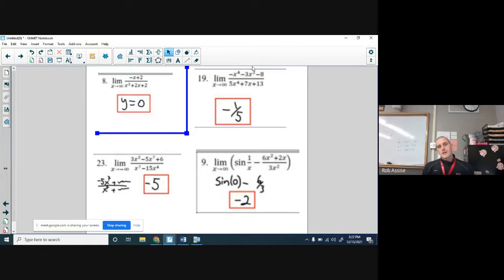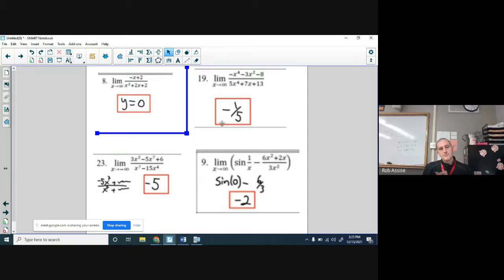Same thing going on here with number 19, but a different rule, polynomial over polynomial, but the degrees are both 4. So our rule for horizontal asymptotes is if the degrees are the same, the horizontal asymptote will be a ratio of the leading coefficients. So in the numerator, the leading coefficient is -1, and the denominator it's 5. So this would be -1/5 for the horizontal asymptote. And again, we're sending that to infinity. So as we go forever to the right, we're going to get closer and closer to that horizontal asymptote of -1/5.